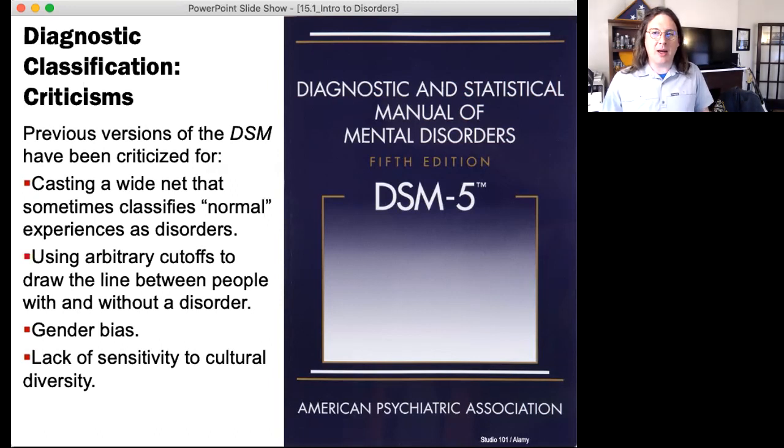So we don't look at all relationships as typical male-female relationships. We might use words like partner or spouse, as opposed to boyfriend or girlfriend or husband and wife or something like that, right? So anyway, lack of sensitivity to cultural diversity was one of the other reasons why we have evolved to DSM-5. Okay, DSM-4 discounted.